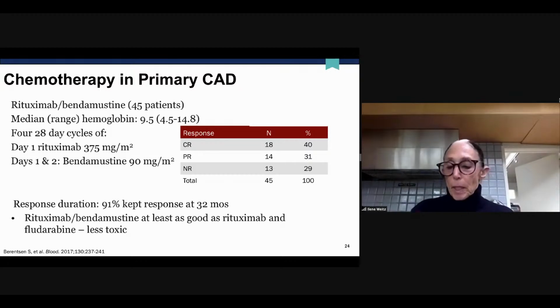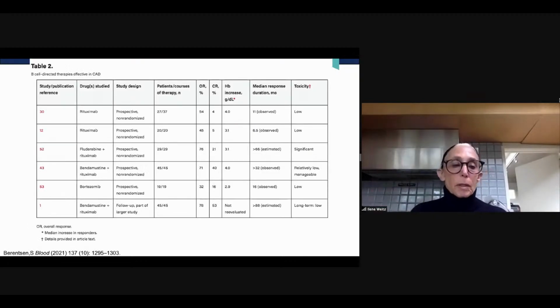And this is just Dr. Berenson's data on these drugs, and you could see the toxicity is pretty low with Ritux alone. And fludarabine, more significant toxicities. Bortezomib, the proteasome inhibitor, pretty low toxicity, but Benda Ritux seems to be the most tolerable with a median duration of response. It's pretty long. So, and the overall response, very high with the Benda and Ritux.